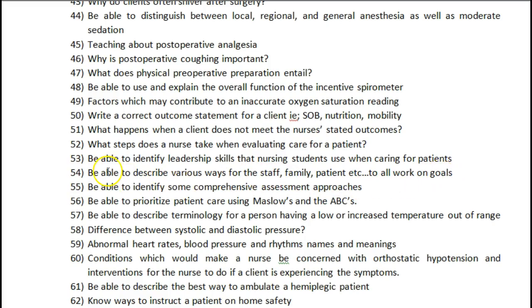Basically, when you talk about family, people, and staff, that is collaboration among the staff, what they call interprofessional collaboration. It's when the family and the patient and everybody works together.